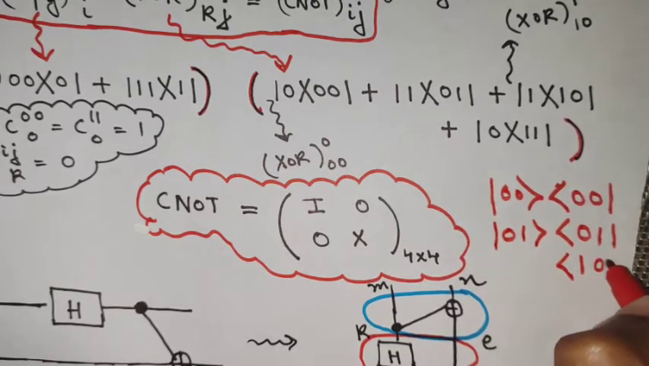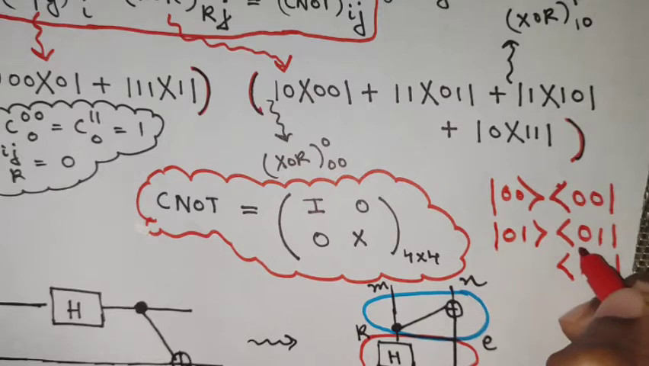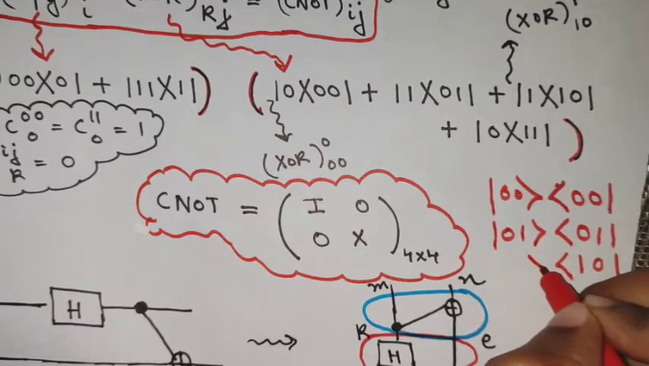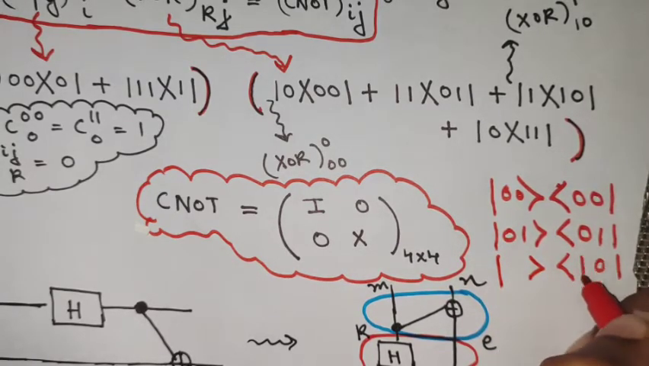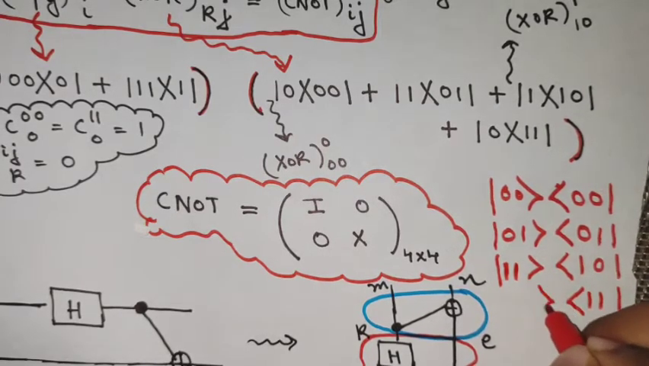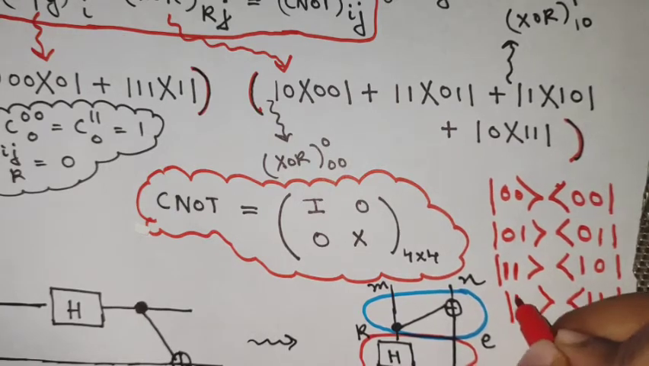But if I have 1 0, then it will be switched on, and this will change this. So what will I get? I will keep this same. Here I will get 1. And now if I have a 1 1, then it will again be switched on. So this second qubit will go to 0.